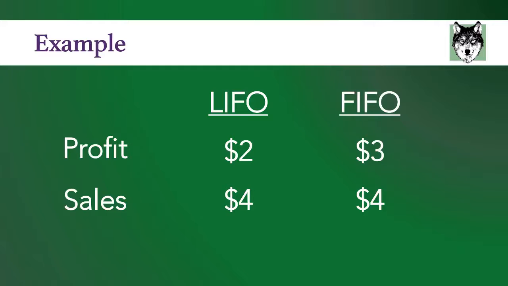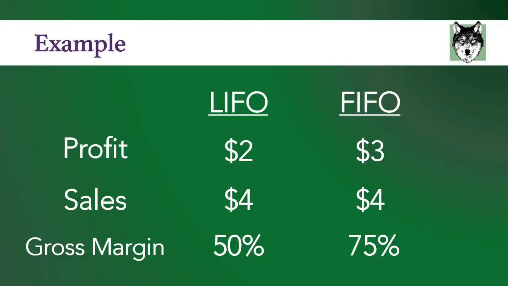So let us return to the earlier example. Under LIFO, your profit was $2 on sales of $4. Under FIFO, your profit was $3 on sales of $4. LIFO has a gross margin ratio of 50%, whereas FIFO has a gross margin ratio of 75%. This tells you that for every $1 in sales, you're either getting 50 cents or 75 cents in profit. The difference is that one of those numbers is based off of prices from 1 year ago. This is important because it's telling me that my margins are shrinking.